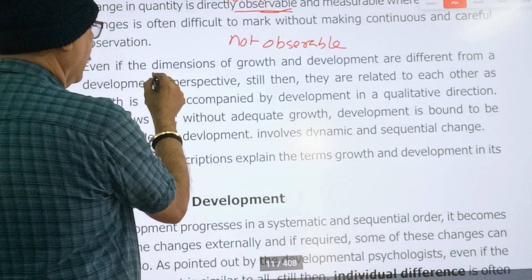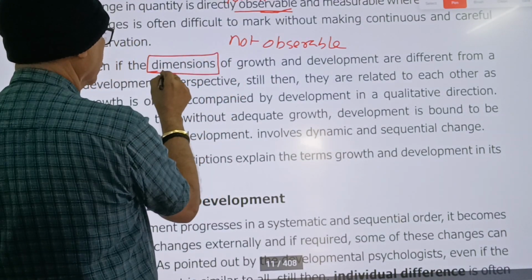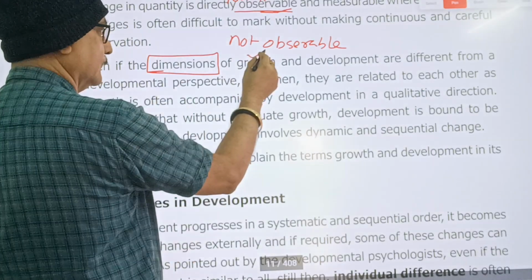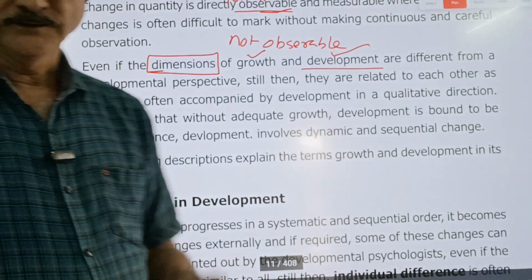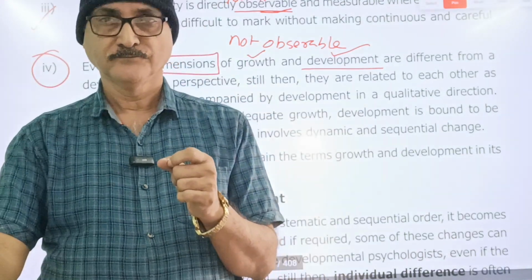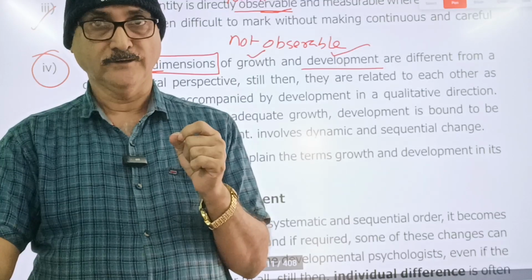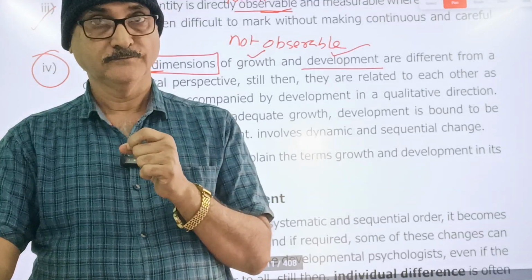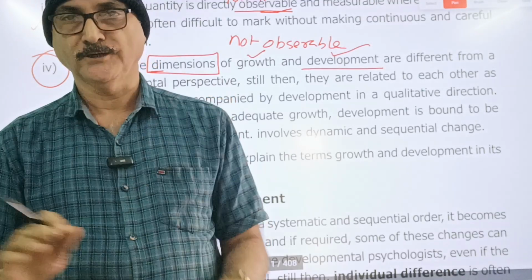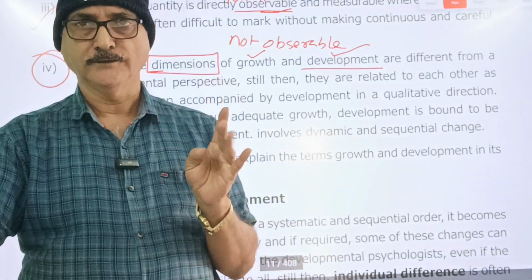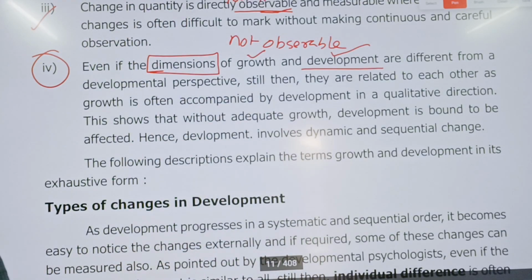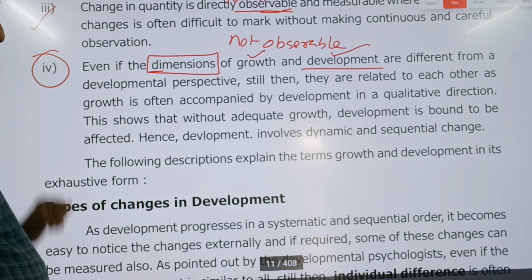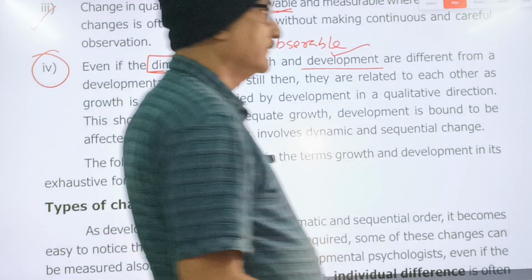Now the question is of dimensions. One is single dimension, that is growth. One is multi-dimension, that is development. Growth is single dimensional. But development is multi-dimensional. It is social, political, economic, cultural, legal, and many more. So you can understand that. Right? So these are the four major differences you can mark between growth and development.